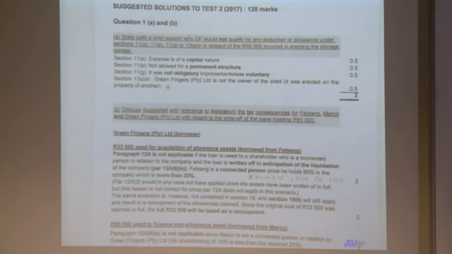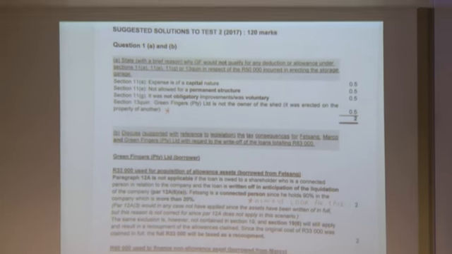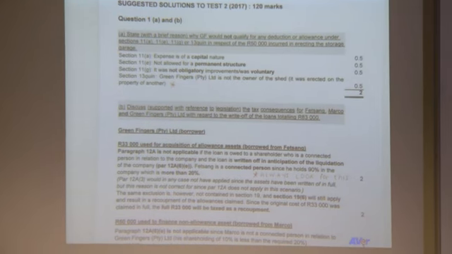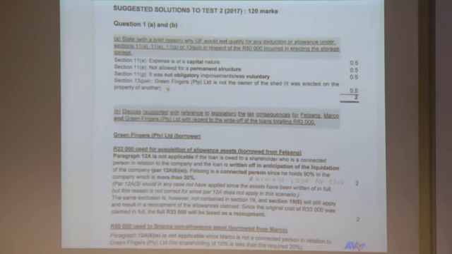When there was Fetsang and Marco who borrowed money to Green Fingers, so there was a loan outstanding, and then they had a debt reduction at the same time that they had a liquidation distribution.